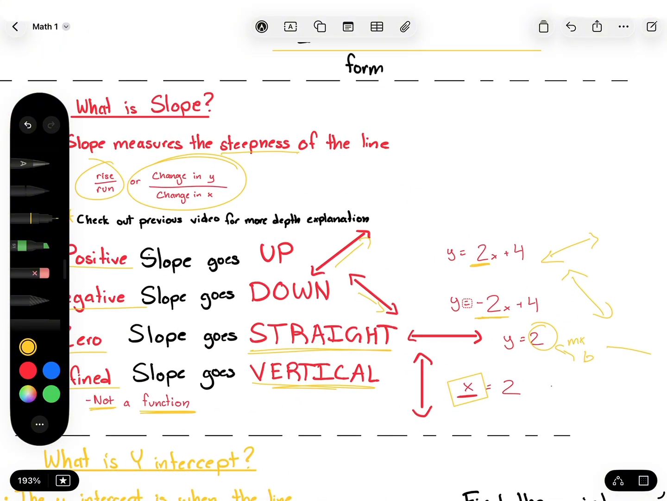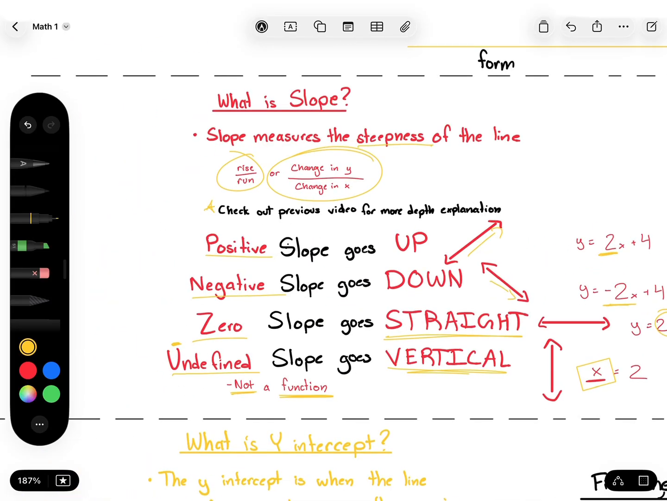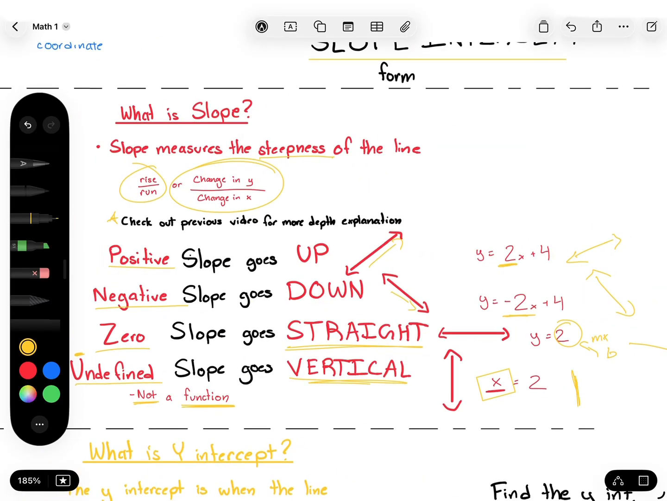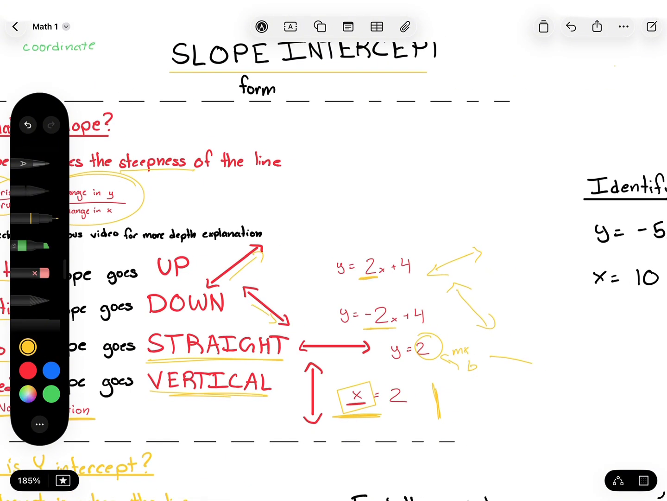So hopefully this makes sense. This is pretty self-explanatory. The two hard ones are 0 slope and undefined slope. For undefined slope, the line is vertical, it is straight up and down, and it usually has x equals. 0 slope means that we don't have an mx. So in the equation y equals mx plus b, there is no mx, it's just b.